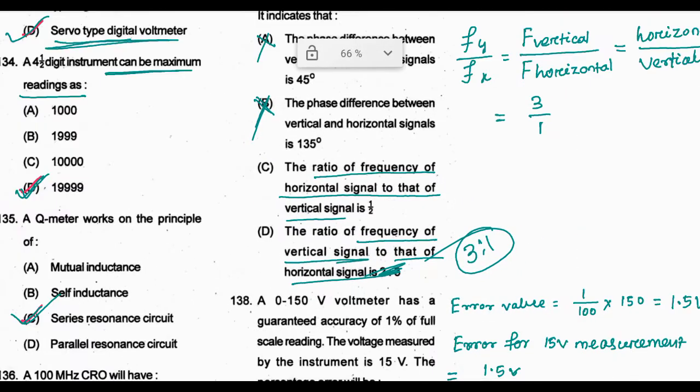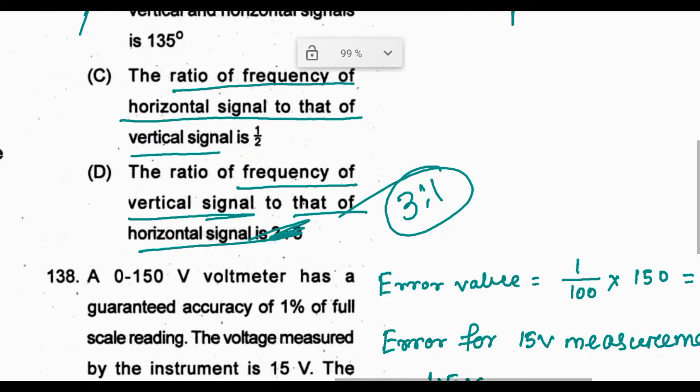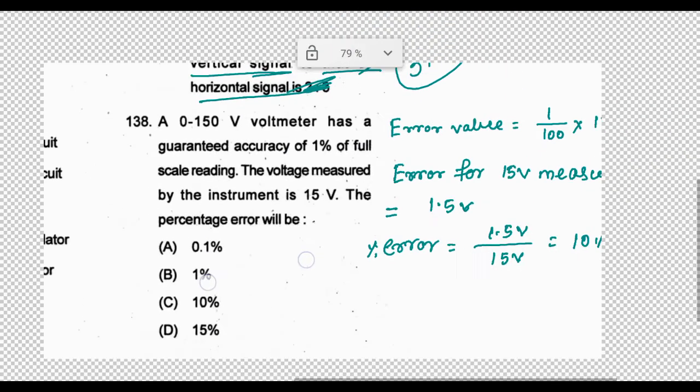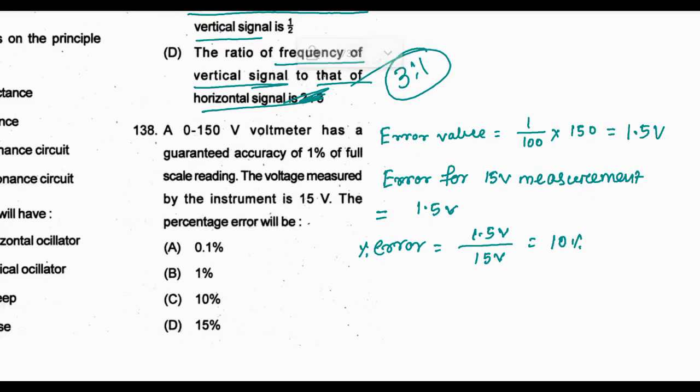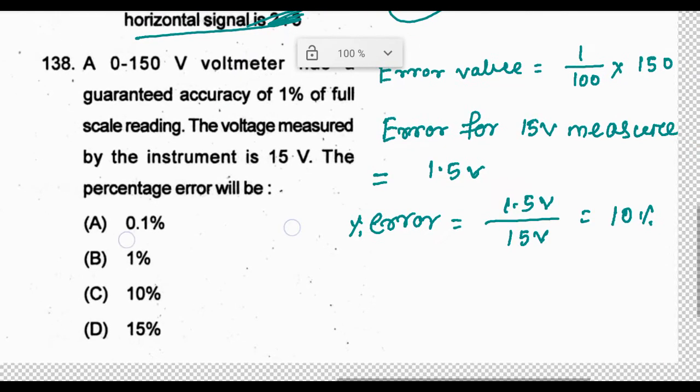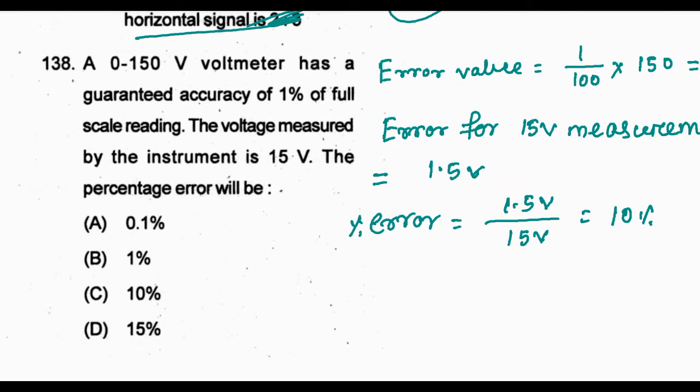For this question, the answer will be 3:1 for vertical frequency by horizontal frequency. Next question is, a 0 to 150 voltmeter has a guaranteed accuracy error of 1% of full scale reading. The voltage measured by the instrument is 15 volt. The percentage error will be.